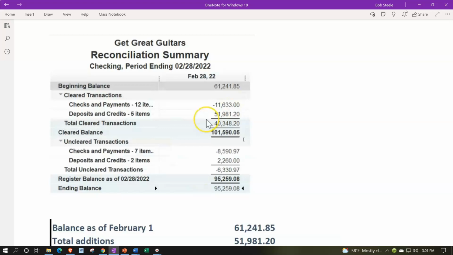And then we're going to have this stuff that didn't clear, outstanding checks and deposits. These are the reconciling items. This is the heart of the statement. And then we're going to have our register balance. This is the amount that's on our books. So if you were to give this to an auditor, this is the heart of what they're looking for.